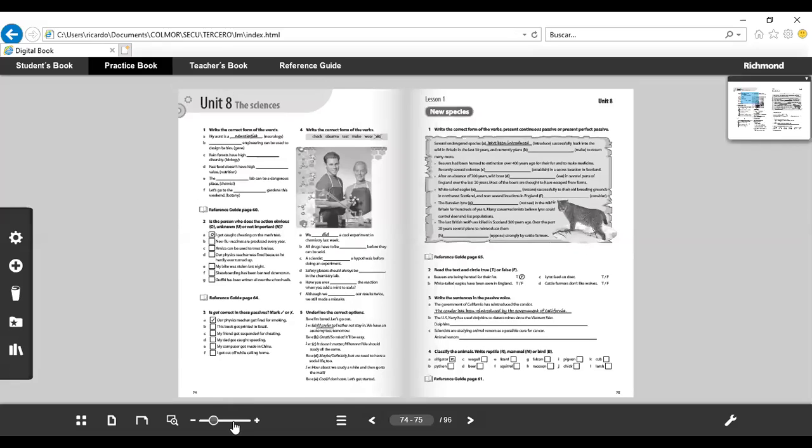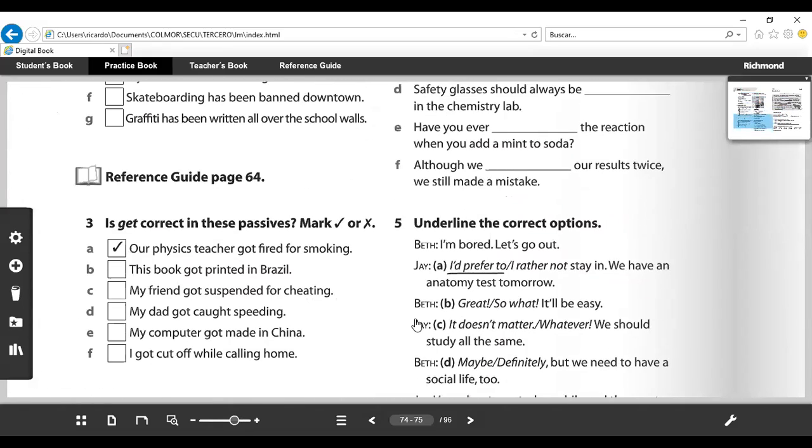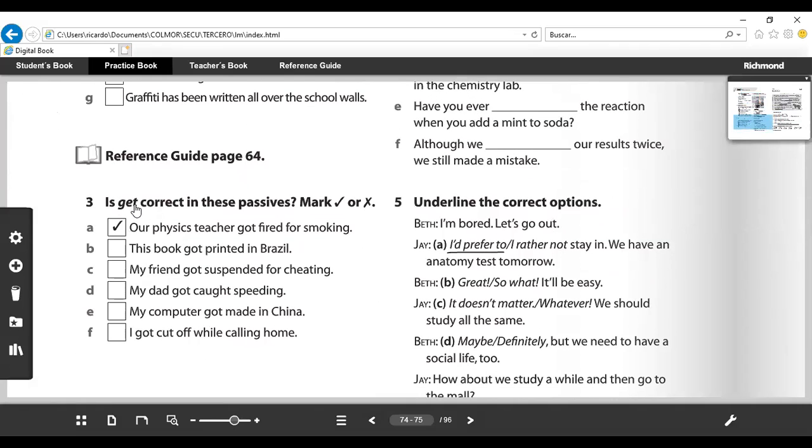Here we go. Now let's work with activity number 3. Is get correct in the passives? Check mark or an X. Our physics teacher got fired for smoking. Okay, this is correct because we just saw the information. Okay, now the next one. This book got printed in Brazil. Letter B. So this is going to be a big, I'm going to change color, a big X.